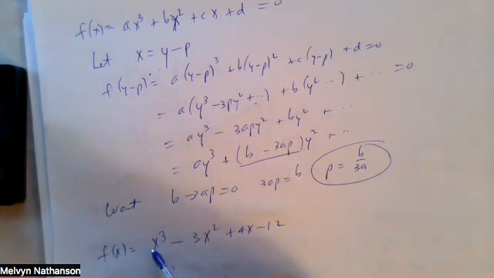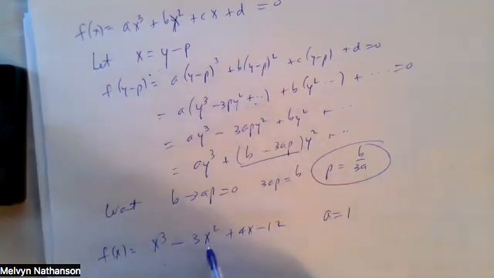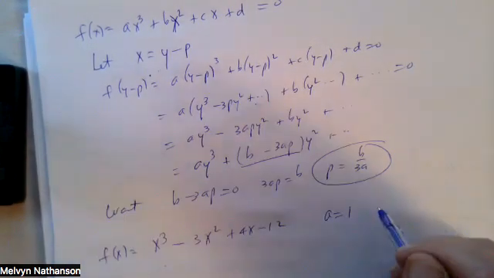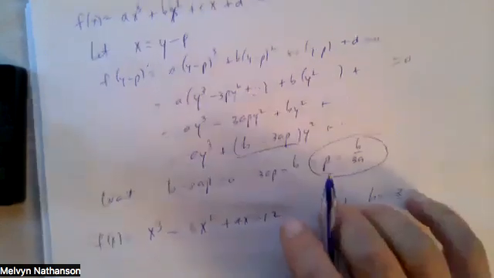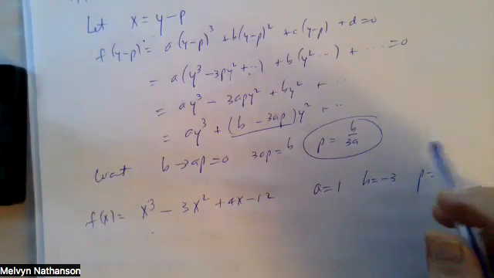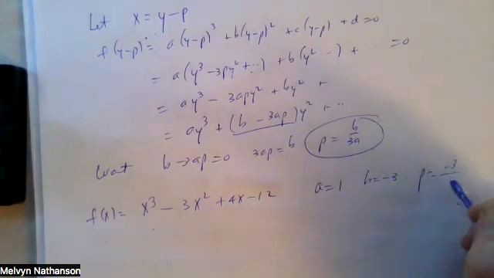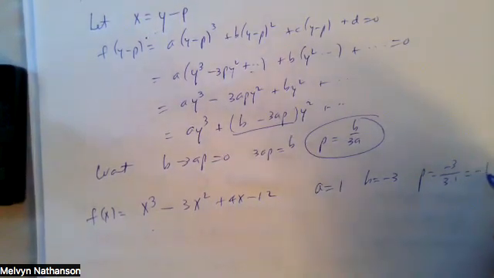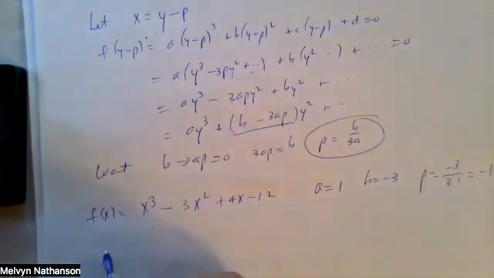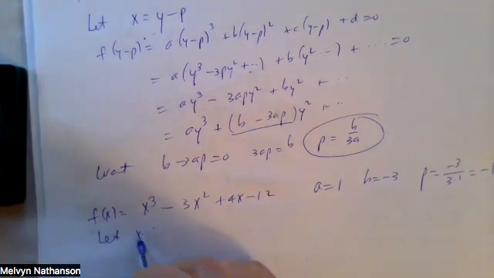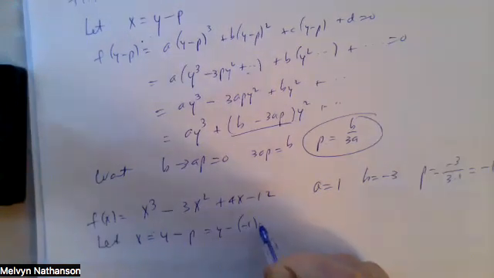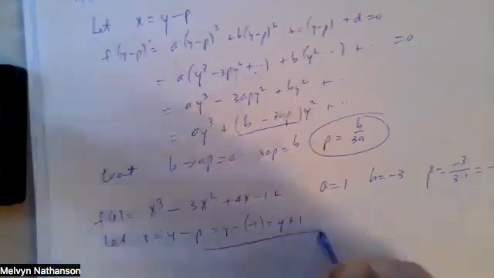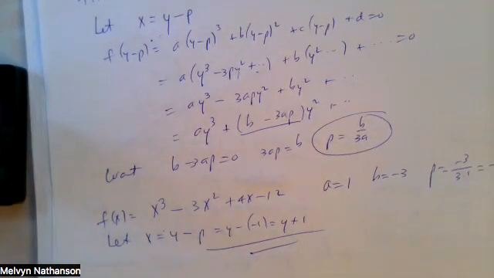And in this equation, the leading coefficient, a, is 1, and the coefficient of x squared, b, is minus 3. So p is b over 3 times 1. P is minus 1. So my substitution is to let x equal y minus p. That's y minus minus 1, or y plus 1. So that's the correct substitution.